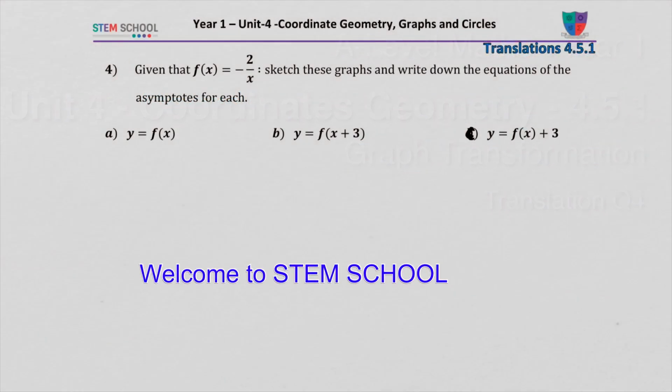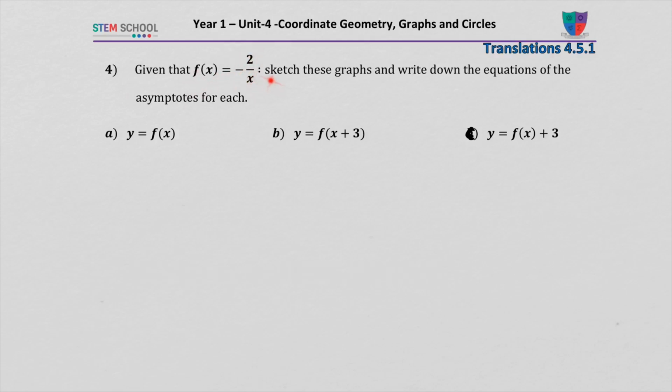Question 4. Given that f of x equals minus 2 over x, sketch these graphs and write down equations of the asymptote for each. A, y equals f of x. B, y equals f of x plus 3. C, y equals f of x plus 3.